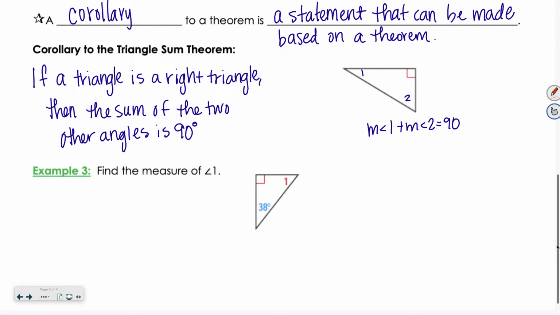technically for example 3, you could add 90 and 38 and subtract from 180, but it would be easier to just say 90 minus 38, which is 52 again. Okay? So instead of adding these together and then subtracting, you should know that these together have to equal 90. So just do 90 minus 38 and get 52. Okay?